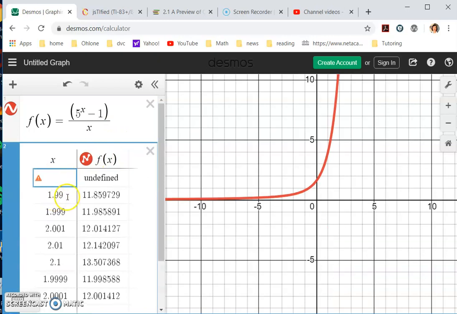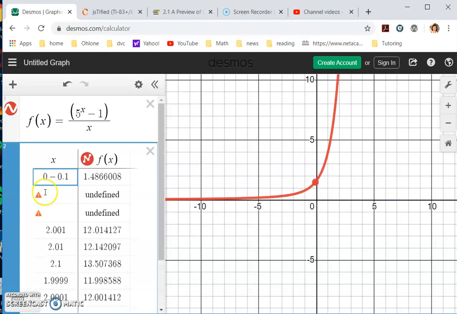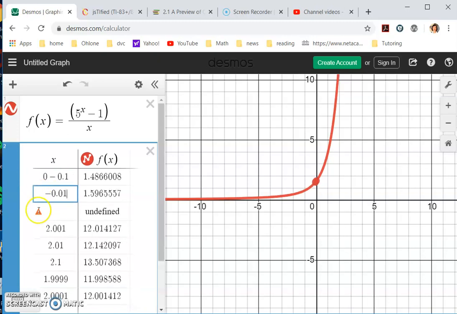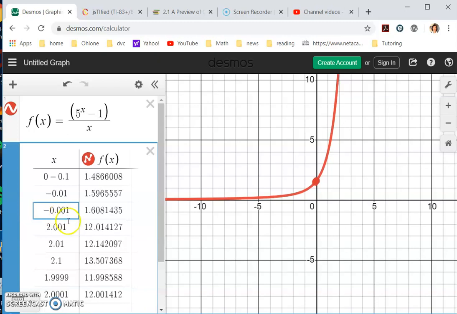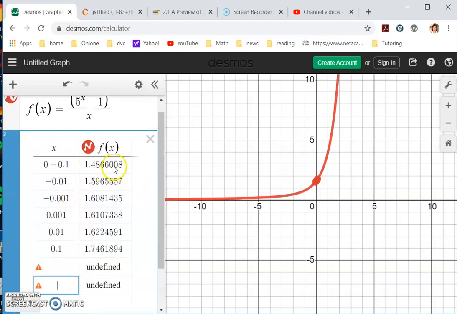Because we're doing 0, what should we have? It would be negative, right? Negative 0.1, negative 0.01, negative 0.001, and on the positive side 0.001, 0.01, and 0.1. So we click these two first. We don't need them right at this time. Are they getting closer to a number? It seems like they do get close to 1.6 something, so the limit exists.